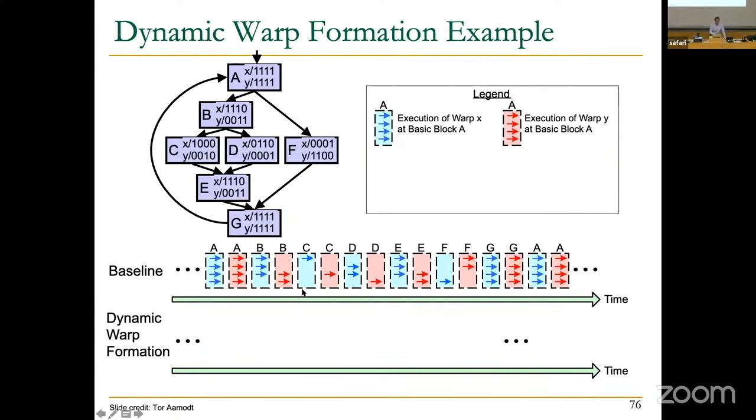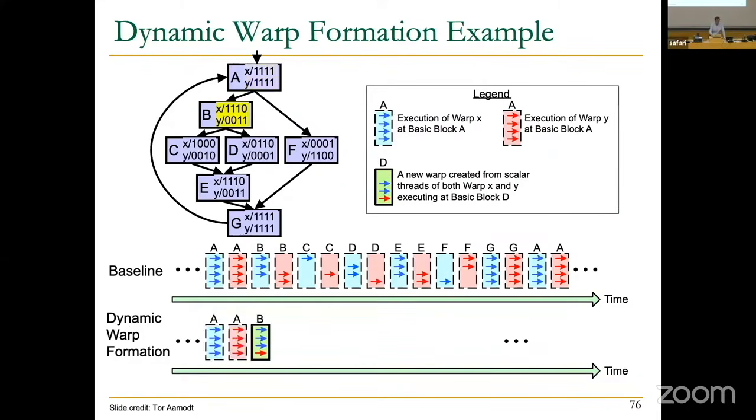Now, this is the baseline. If you don't actually try to actively combine the warps together, this is the amount of time you will take to execute this. But now you can create a new warp from scalar threads of both warp X and warp Y executing at some basic block. So in this basic block D, for example, it will look like this, assuming you can combine them in time. So in dynamic warp formation, what you can do is combine the ones that are at B. You need to do it before feeding them into the pipeline, of course, right? Because once you execute, you figure out the warps, you figure out what the next instruction will be and what your mask is. And then you can actually do this before you feed the warp into the pipeline again.